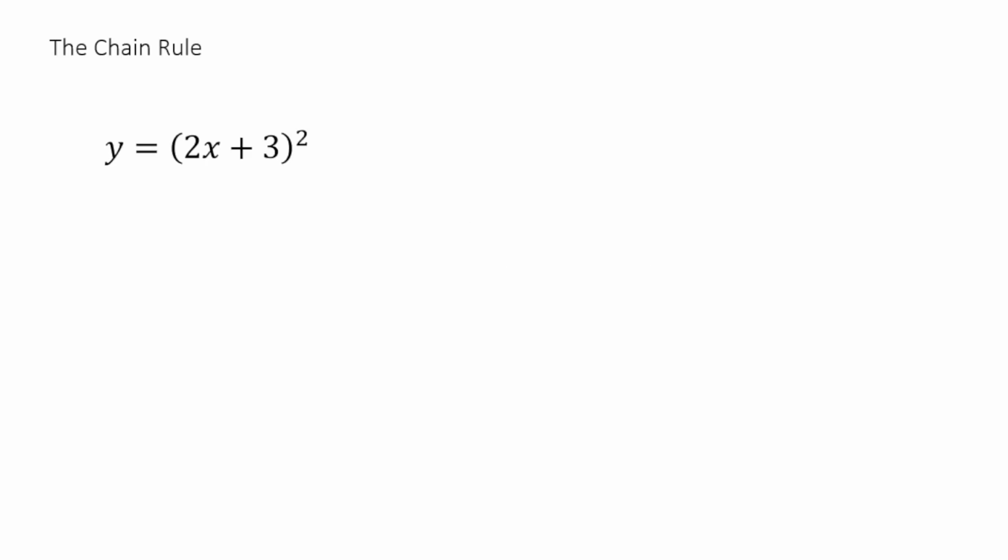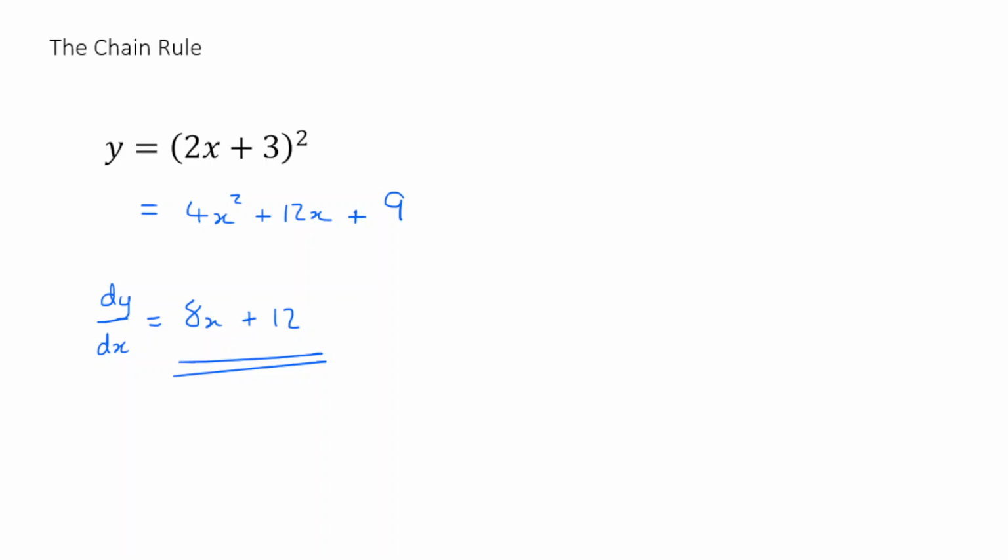Let's try to differentiate this function here, (2x + 3) squared. At this stage, probably what you'll do is expand this bracket. So you'll square this all out and get 4x squared plus 12x plus 9. Then having got that, you'll differentiate this polynomial. So you'll get dy/dx is equal to 8x, bringing the power 2 down and reducing the power by 1, plus 12. And then the 9 differentiates to 0 because it's a constant. So we get 8x plus 12.